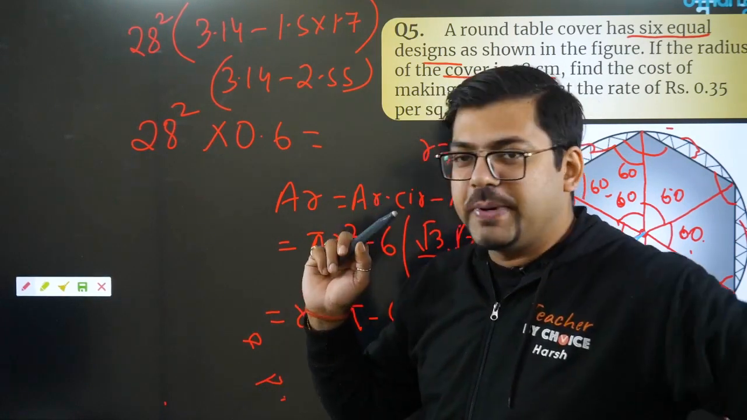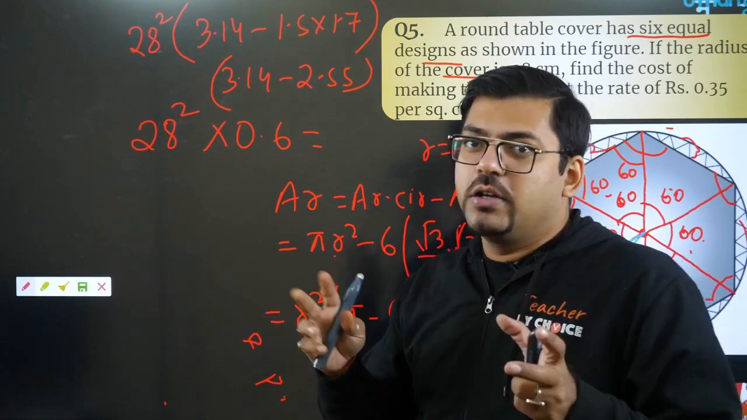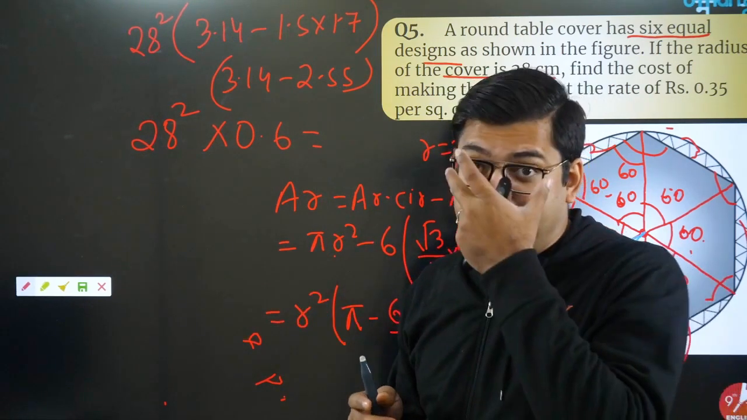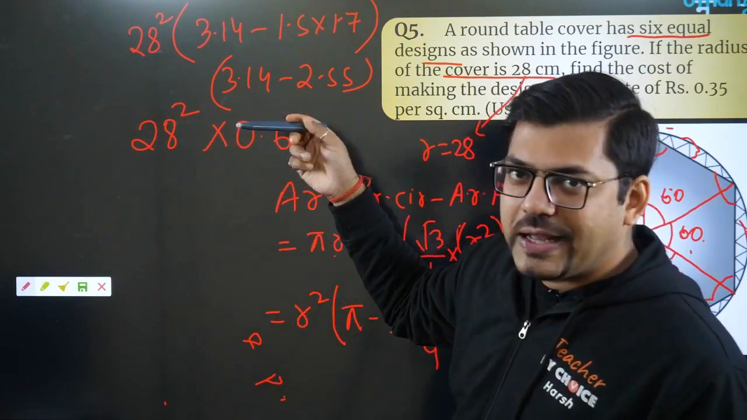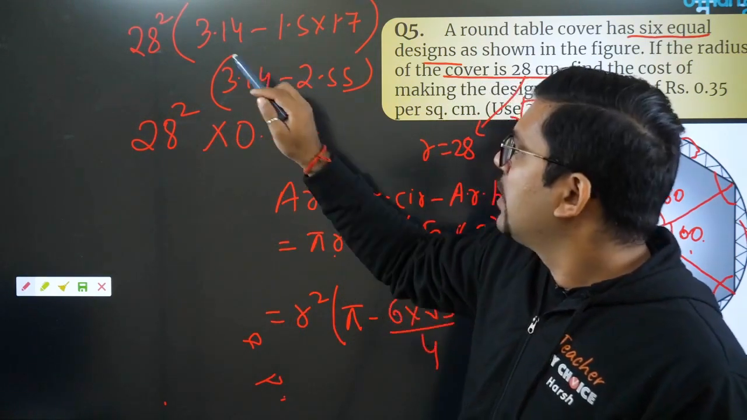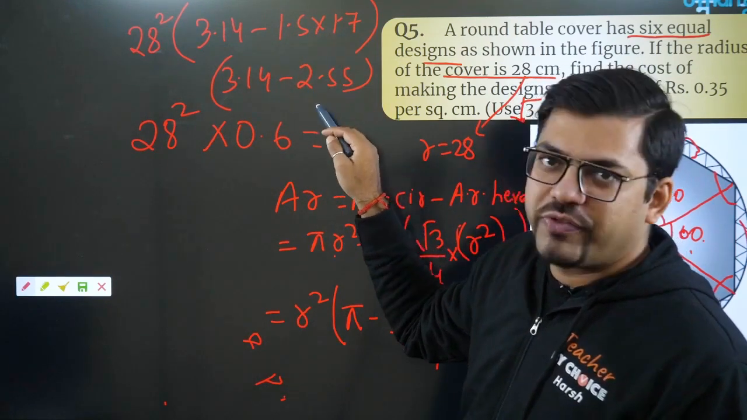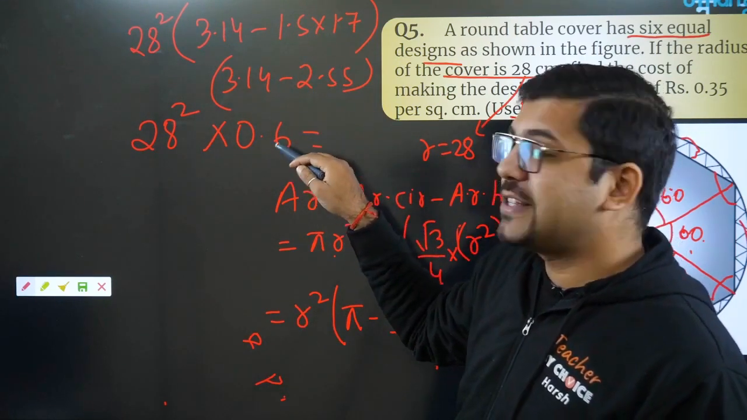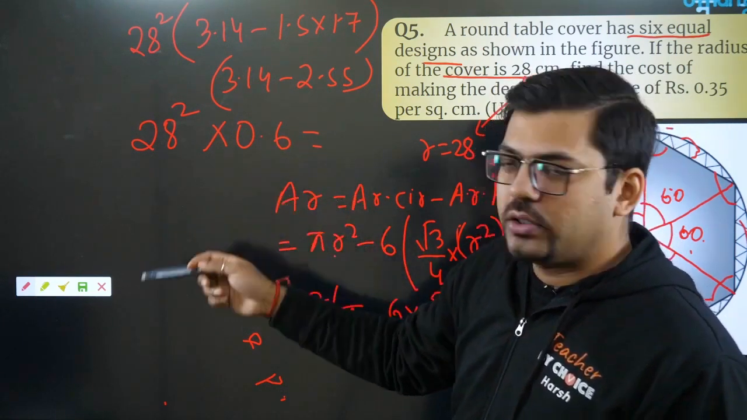This chapter, especially the area related to circle and surface area and volume, these two chapters are something where we can't do anything in the calculation part, isn't it? So 28 square, still I have tried to make it as easy as possible. So 3.14 minus 1.5 into 1.7, that will be 2.55. So that is precisely 0.59, but I have made it 0.6 lump sum. And then you can calculate it.